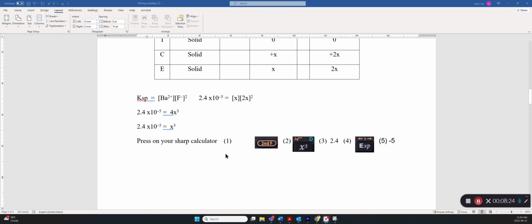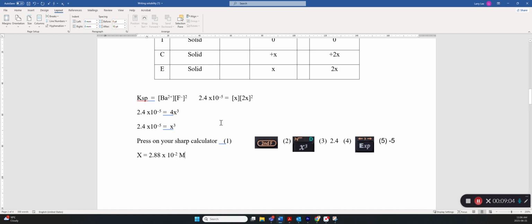On your calculator, you should be able to repeat the whole process. Press the second F, then press the cube root button, which is the X cubed button, but we're using the cube root. Press 2.4, then the EXP button, and negative 5. Solving for X, when you press these keys, you get 2.88 times 10 to the minus 2. This is again a molar solubility, so this will be a capital M, moles per liter.